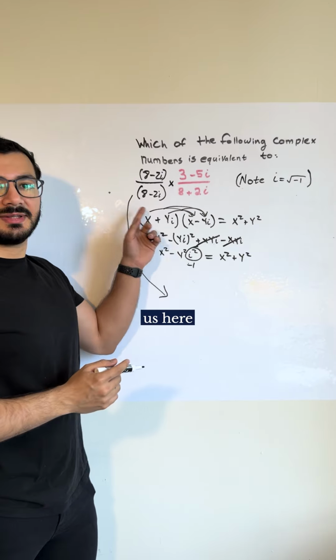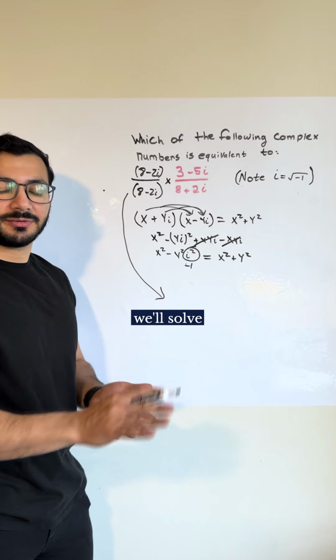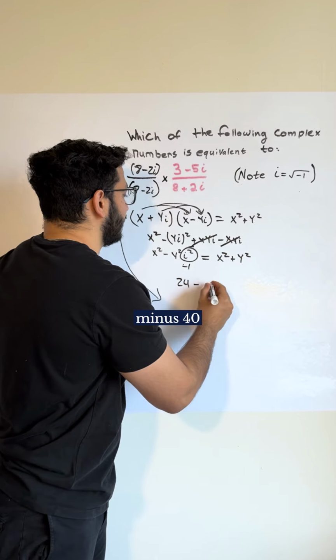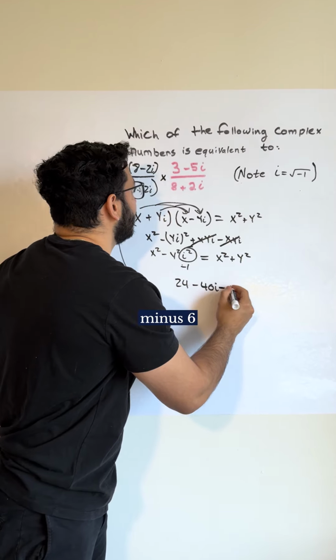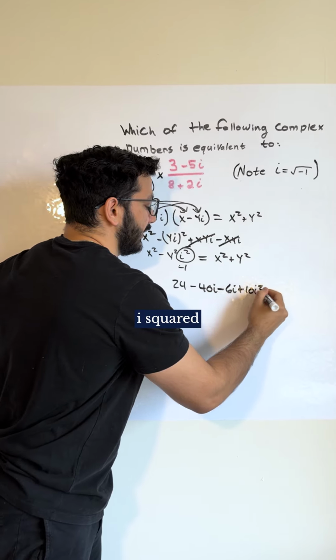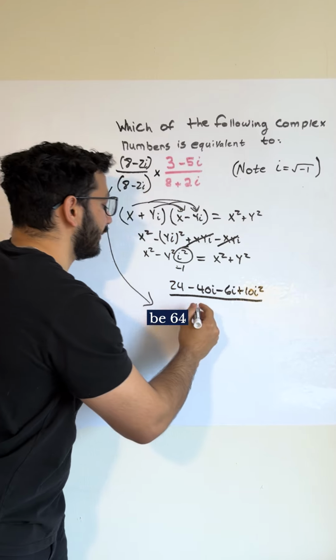So how that helps us here is that if we FOIL out the top and use our pattern on the bottom, we'll solve this much more quickly. So we have 24 minus 40i minus 6i plus 10i squared all over, using our pattern, 64 plus 4.